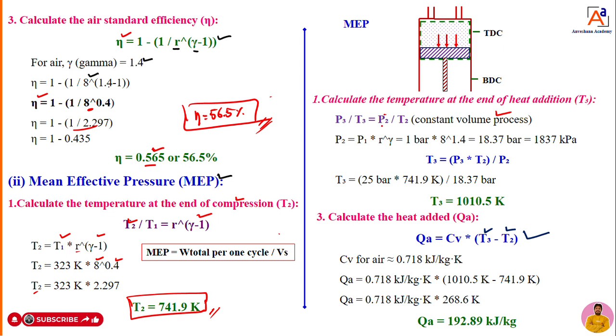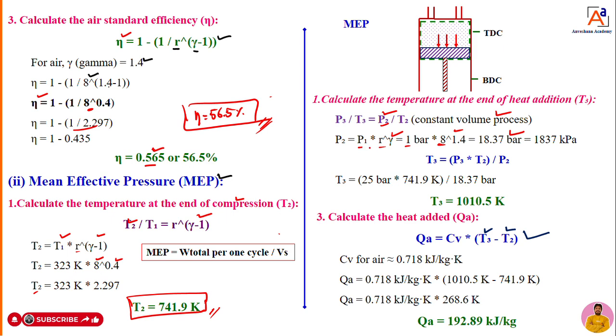As per my equation, I want the value of P2. But P2, for a constant volume process, right? We have one more equation. P2 I can calculate with the help of one more equation. What is that? P2 is equal to P1 into R to the power of gamma. So then I will substitute now. P1 I already know, 1 bar. Then the compression ratio R already calculated, that is 8. Then gamma 1.4. With the help of this relation, I will calculate the value of P2. That is 18.37 bar now.